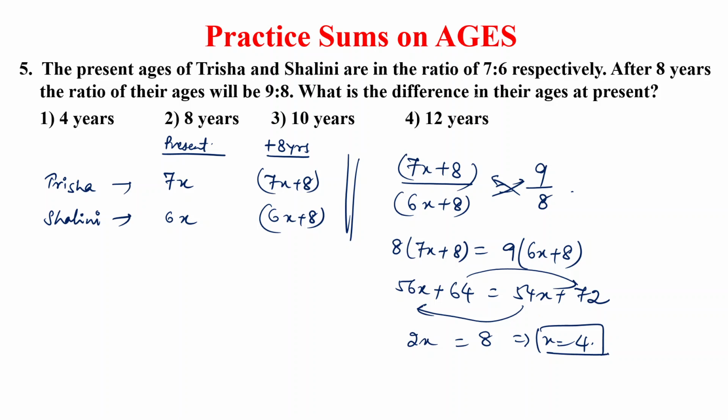What they are asking is the difference in their present ages, right? So one age is 7x, the other is 6x. What is the difference? 7x minus 6x, that is the value of x they are asking. So this is the final answer. The x value is 4. The answer is option 1, right? Okay, so we have got the answer.